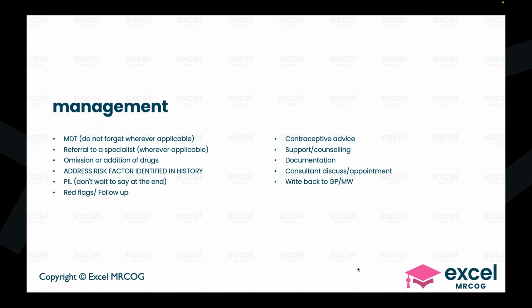Omission of drugs or addition of drugs. Omission of drugs like HRT when there is a clot, DVT. Oral contraceptive pills when the patient is having DVT. Addition of aspirin in cases where it is indicated for women with pregnancy. Your blood thinners, your low molecular weight heparin, wherever applicable. So addition and omission of drugs is important for patient safety.